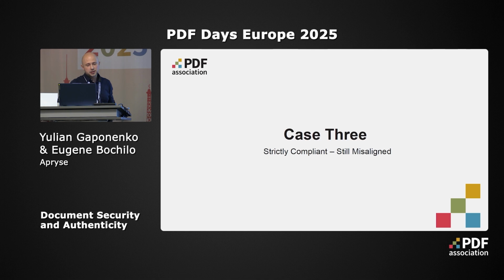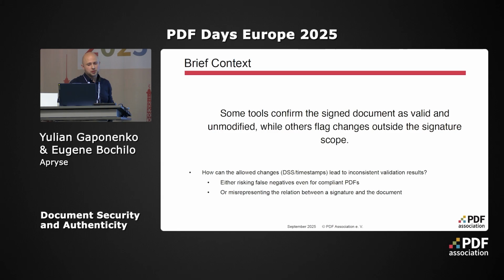And on to the third case, the final one for today. In this particular scenario, there is no misunderstanding in terms of what is proper document structure, what is compliant and what is not. But some tools confirm the signed document as valid and unmodified as a whole. And in some other cases, you can get this warning, basically, that there are some changes outside of the signature scope. We will talk about how the allowed changes can lead to inconsistent validation results.